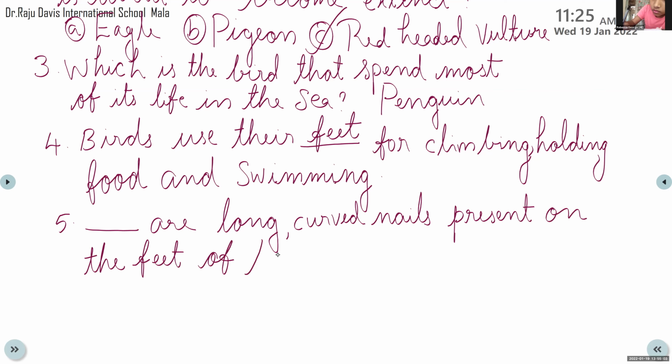Feet of the birds. What is that? Claw. Yes. Claws are the long curved nails present on the feet of the birds.